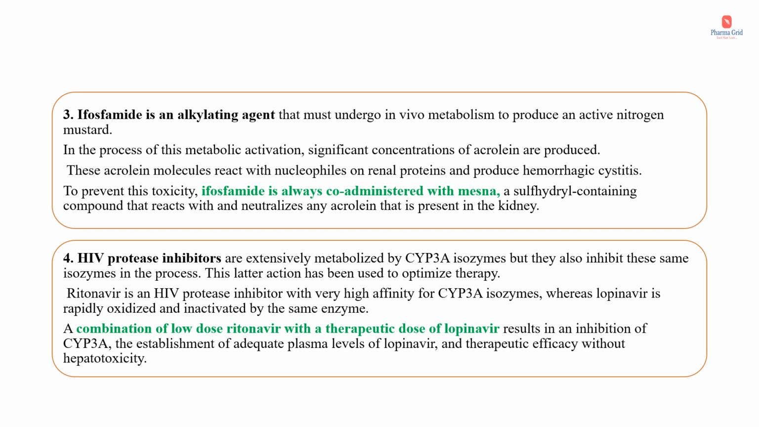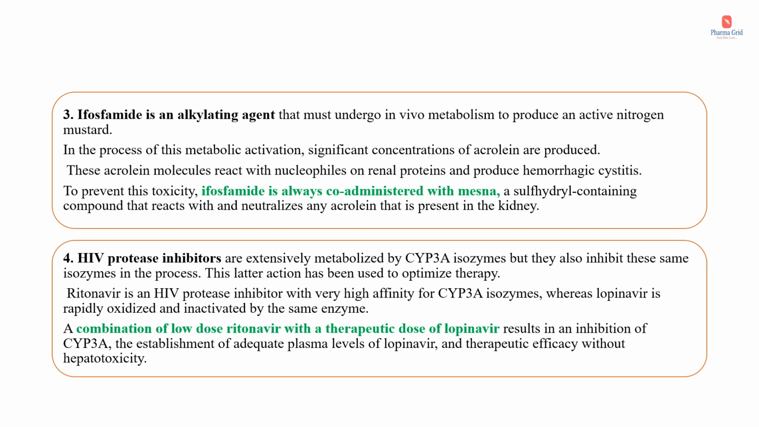So this acrolein is responsible for producing hemorrhagic cystitis, which is one of the major toxicities associated with cyclophosphamide and ifosfamide. To prevent this toxicity, ifosfamide is always co-administered with mesna. Mesna is a sulfhydryl containing compound that reacts with and neutralizes any acrolein that is present in the kidney.